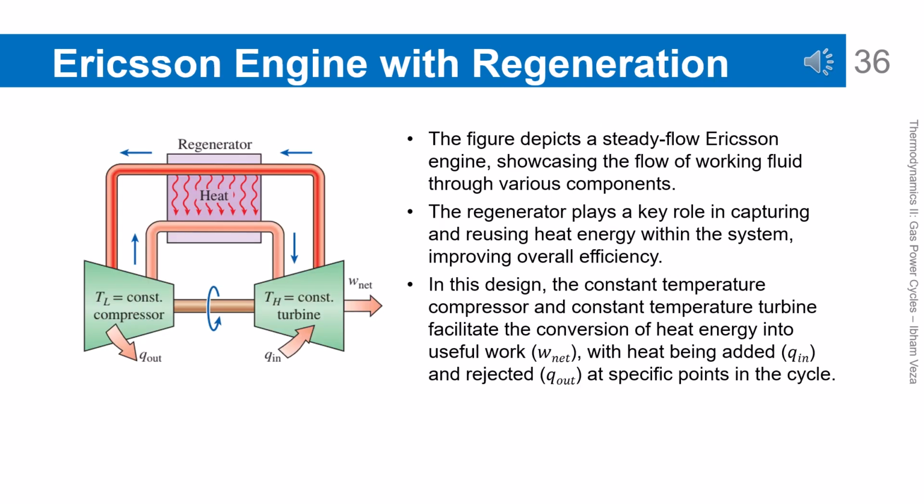Steady flow Ericsson engine with regeneration for efficiency. The steady flow Ericsson engine uses isothermal compressors and turbines separated by a regenerator. Heat is added and rejected at constant temperature, similar to the Carnot cycle. The regenerator plays a crucial role in transferring internal heat between processes. With this design, the Ericsson cycle can also theoretically achieve Carnot efficiency. The difference lies in its practical implementation in steady flow systems.